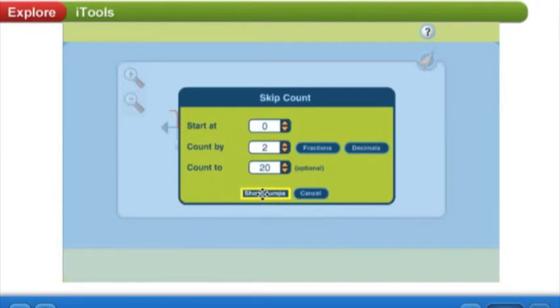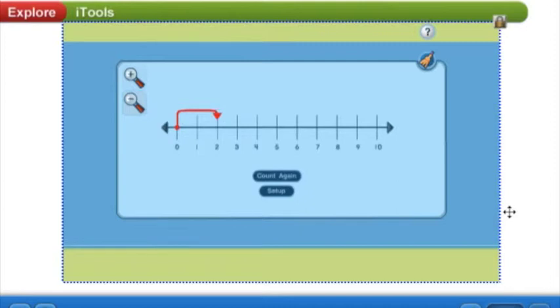Let's see if this works. Okay, count out loud. 2, 4, 6, 8, 10, 12, 14, 16, 18, 20. We moved it by 2's 10 times. So that's called skip counting, and we did it just with the 2's right now.